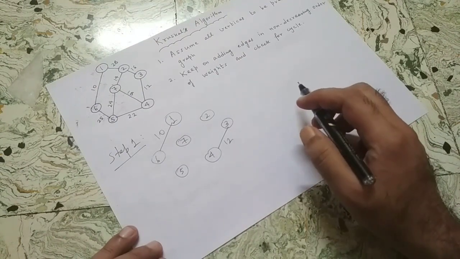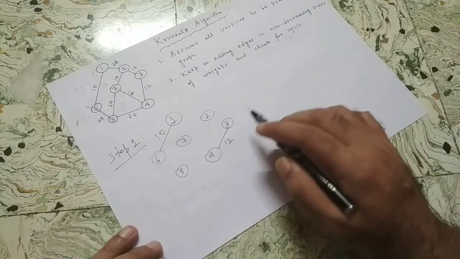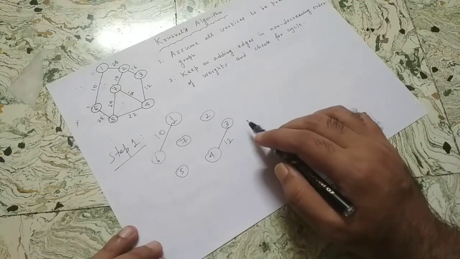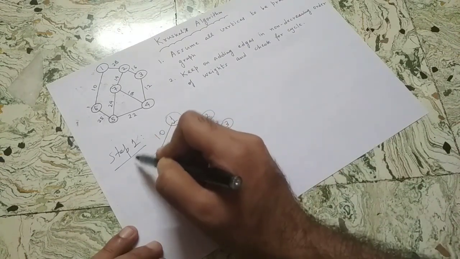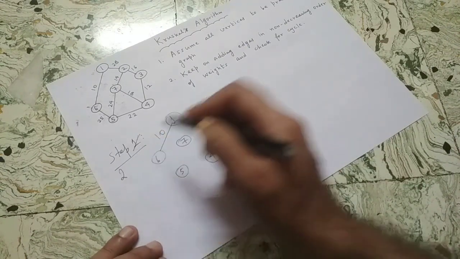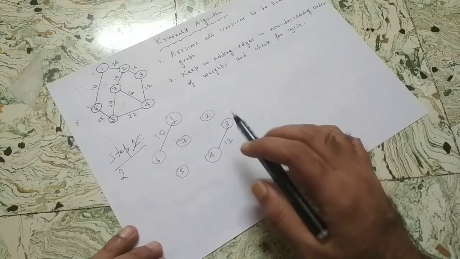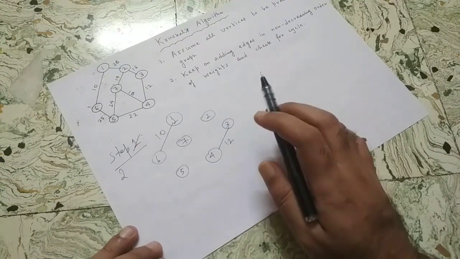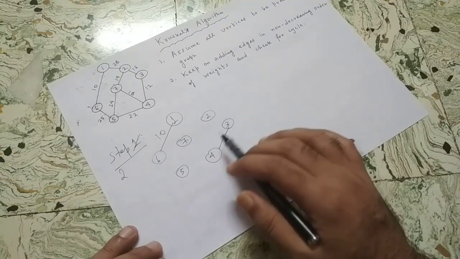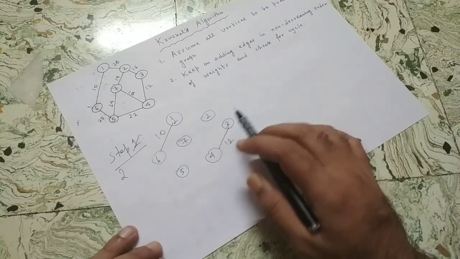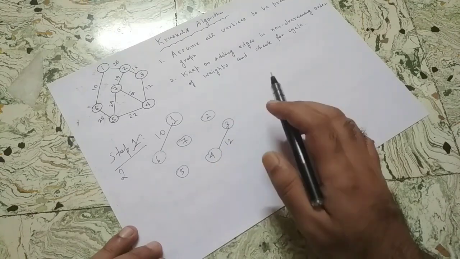That's fine. Now remember, while forming this minimum spanning tree using Kruskal's algorithm, you will end up getting a disconnected graph at the intermediate steps. Like this, I think I'm at step 2, and at step 2 I can see that this graph is disconnected. But that's fine. At the end of the procedure, you will come up with a connected graph. So there's nothing to panic about. You just keep on adding the edges in non-decreasing order of weights and check for cycles.